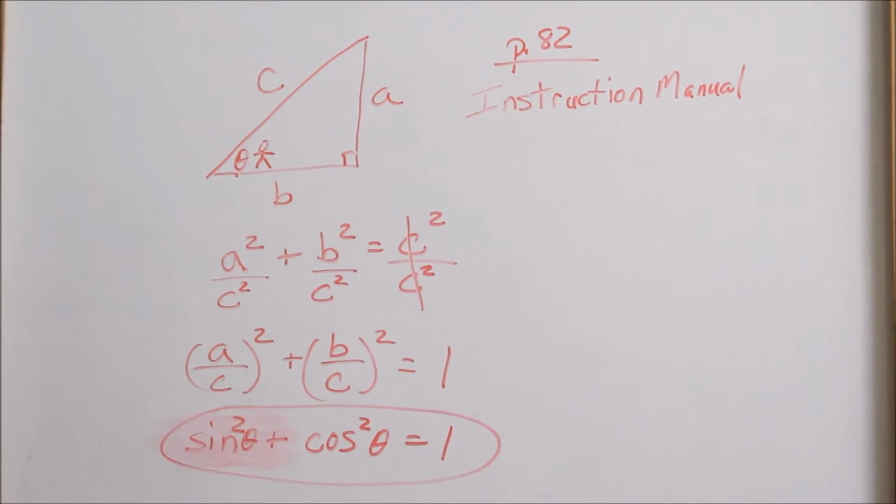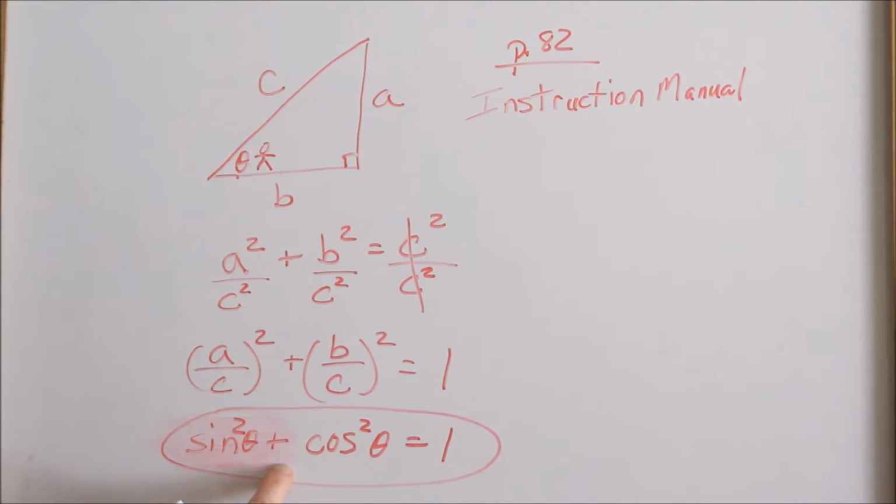This is Pythagorean Theorem in trig notation. We use this for trig proofs. So if you can commit to memory that sine squared plus cosine squared equals 1, you can use it in trig proofs. You can also use different forms of this.